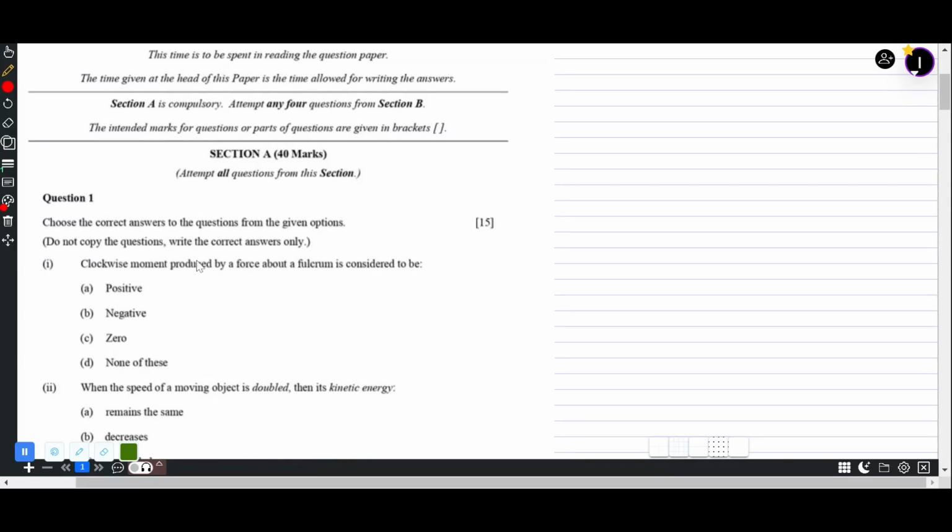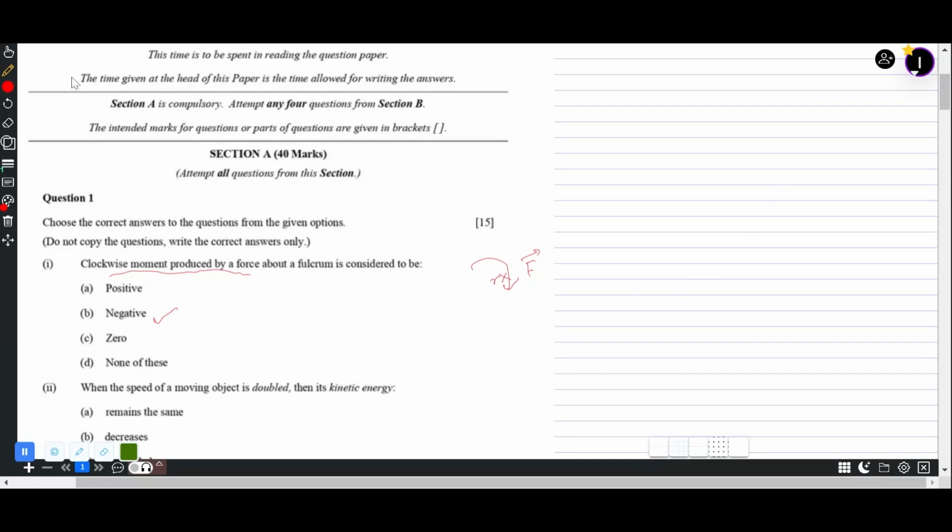Clockwise movement produced by a force about a fulcrum is considered to be... all clockwise movement is considered negative, all anti-clockwise movement is considered positive. So all clockwise movement will be considered negative.